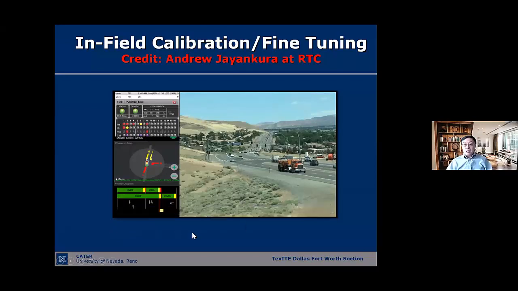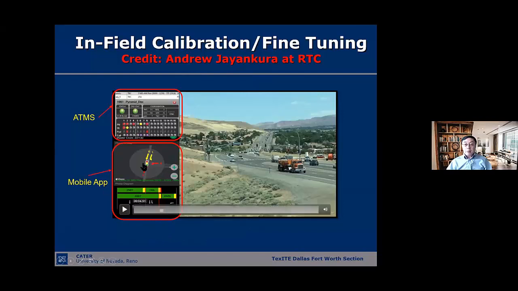Here is another good example of this kind of mobile application. This video was created by Andrew Jankura at RTC here. I just want to share this with you. On this video, you can see this is the central system, ATMS. This is the mobile app. Now, this is the field operations. Whatever the field runs should always match the central system. The timing plan on the app is what the timing is supposed to run. So if you see they do not match, then you know probably something went wrong.